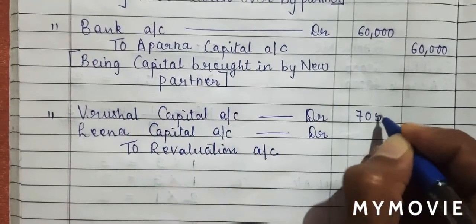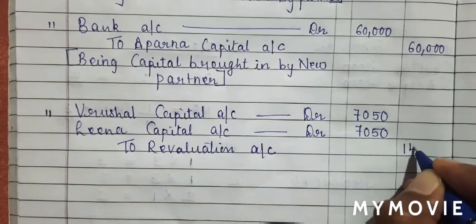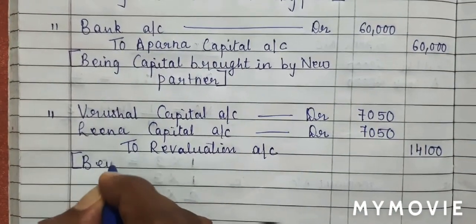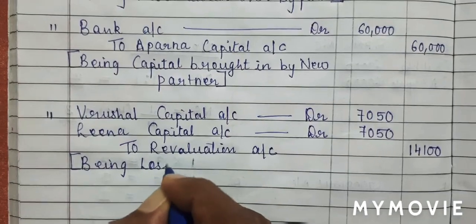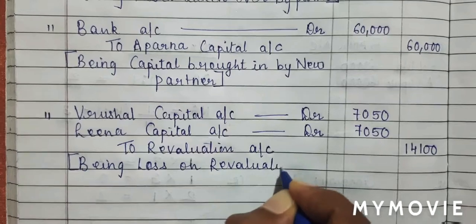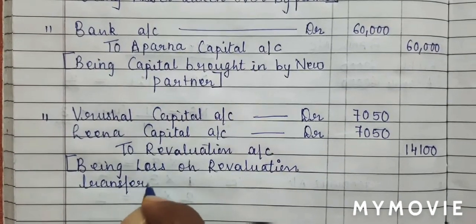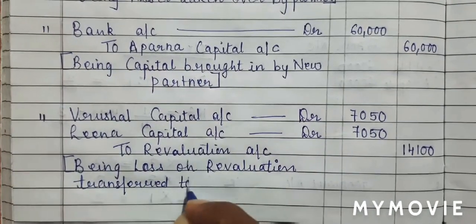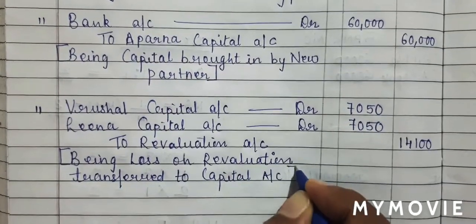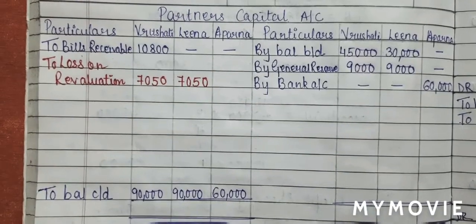Vrushali is 7,050, Leena 7,050. Total loss on revaluation 14,100. Write the narration being loss on revaluation transferred to capital account. So students, now we can close our capital account.